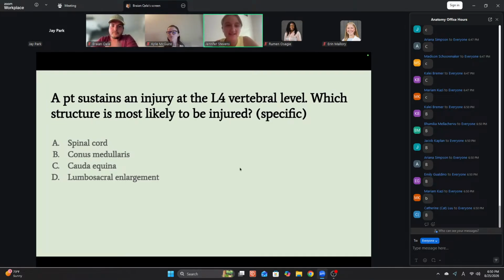So a patient sustains an injury at the L4 vertebral level. Which structure is most likely to be injured? Okay, good. I'm seeing a lot of you put C. That's good. The main thing I wanted to emphasize here is that I used to get the conus medullaris and the cauda equina confused a lot. The conus medullaris is still technically part of the spinal cord, so that ends at the L1, L2 level, and the cauda equina is what extends after.